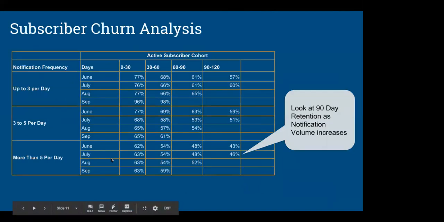Awesome. Okay, so we did a quick subscriber churn analysis across our network for some of the largest publishers, and here is what we found. For the uninitiated, subscriber cohort analysis is nothing but a quick check on how your subscribers are behaving on your network. In this case, we are looking at the retention cohort of active subscribers on the platform, and how it varies as per notification volume.